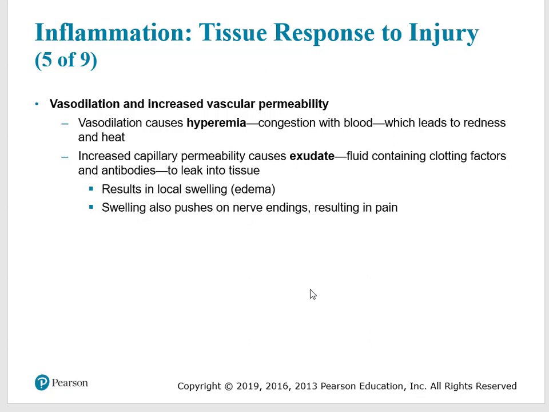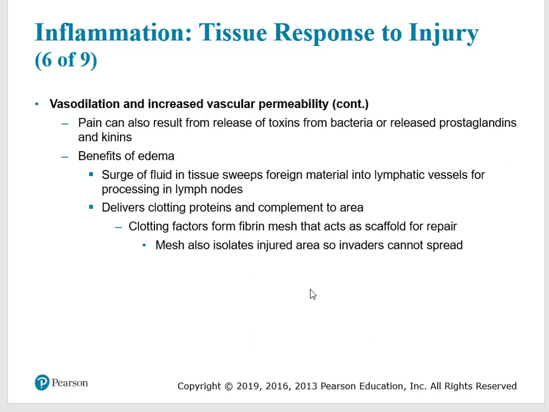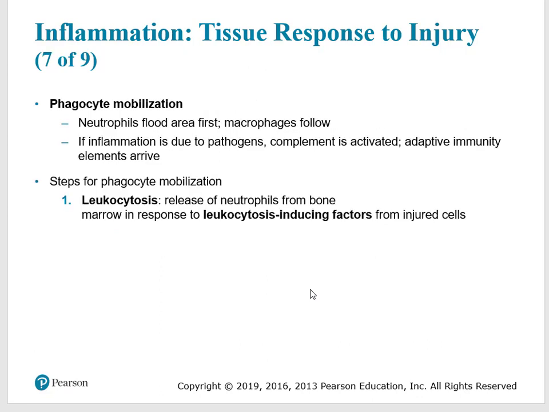So here's your vasodilation, increased permeability. It causes hyperemia, which is the redness, and allows the exudate, which causes the edema in that area, as well as pain because of edema. Vascular permeability allows macrophages to go through. That basically helps in the removal of damaged tissue or invading foreign antigens over there.